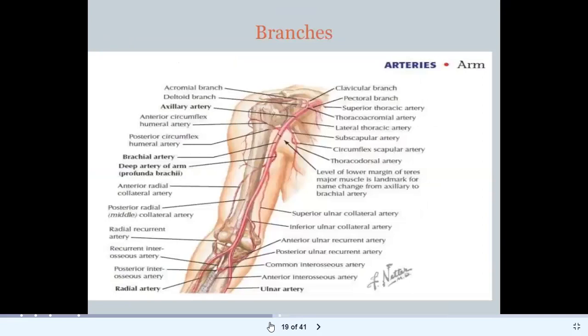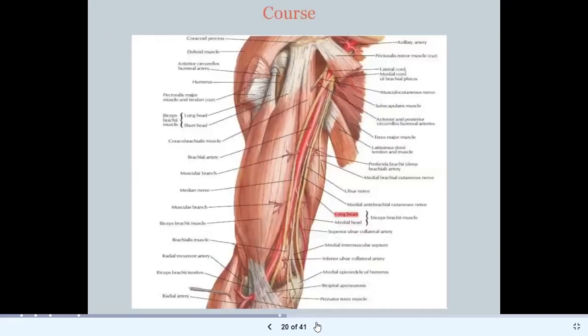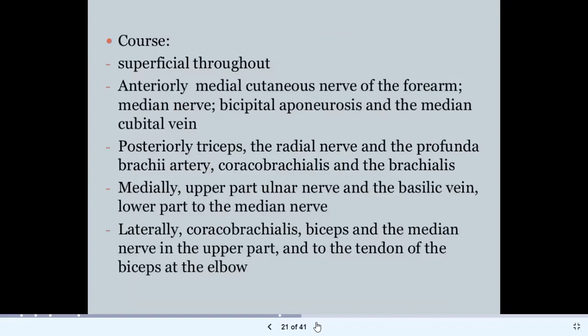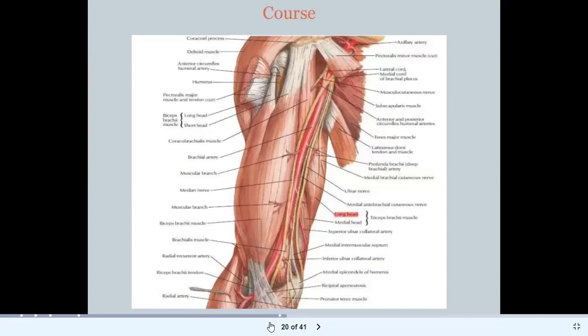brachial artery. Yeah, this is it. And then the lower part of the median nerve. So let's look for the median nerve. Here we have the median nerve. The lower part of the median nerve runs posteriorly. So this is the median nerve, the lower part of it. If you look at this nerve, at this aponeurosis, it will run under or behind the brachial artery.